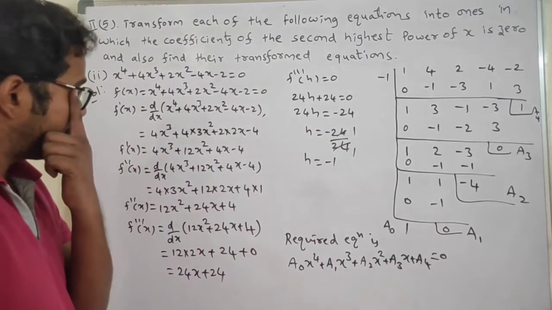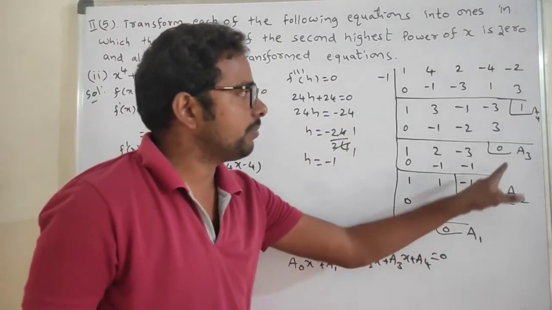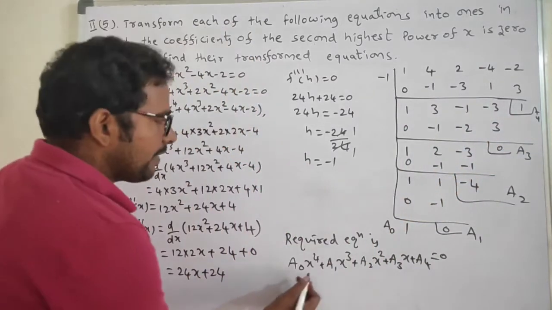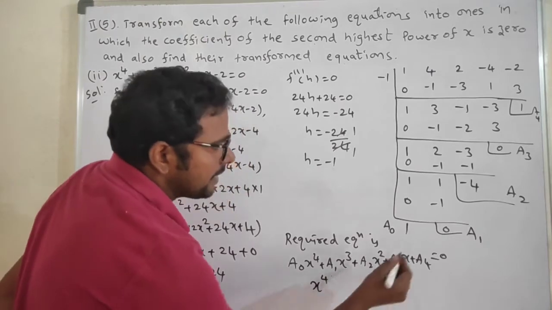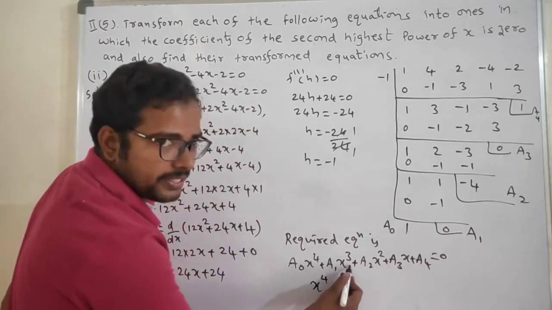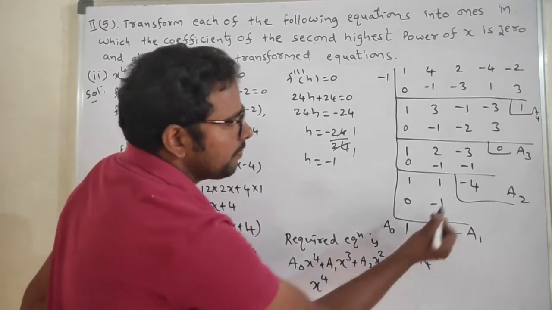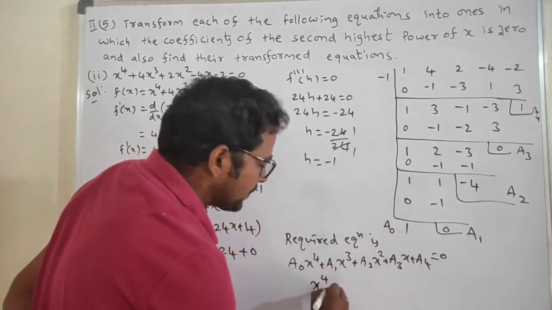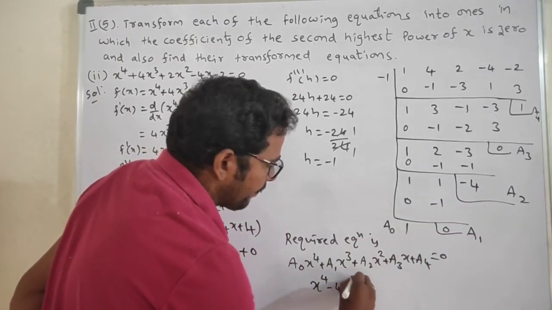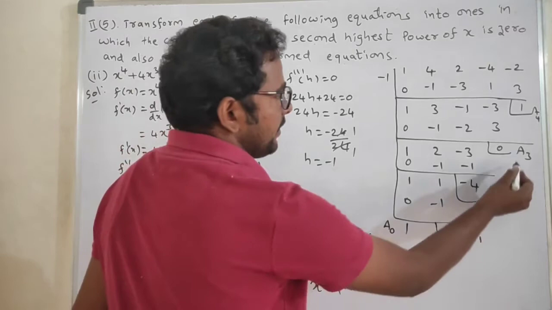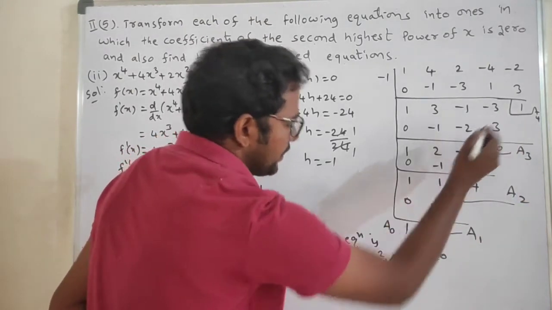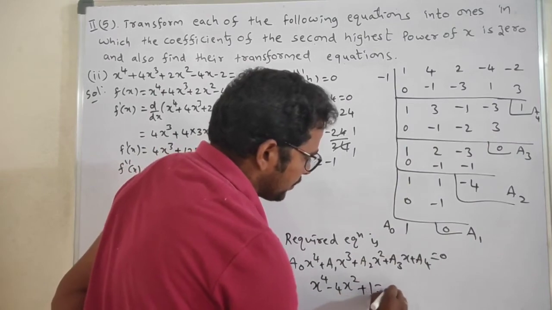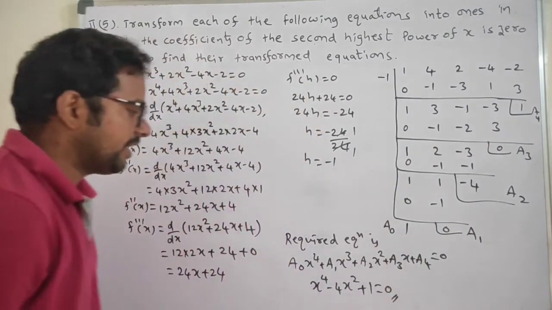So now substitute values A0, A1, A2, A3, A4. So A0 value is 1 into x power 4, plus A1 value 0 into x power 3, 0, plus A2 value minus 4 into x square, minus 4x square. Next A3 value 0 into x is 0. Next constant A4 is 1. So plus 1 equals to 0. This is the required equation.